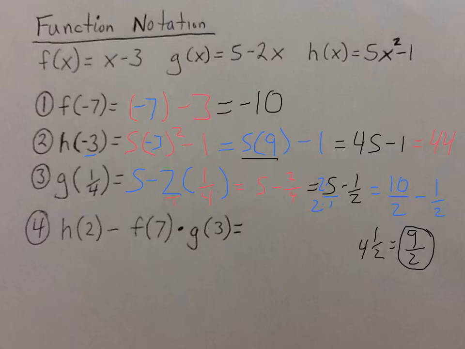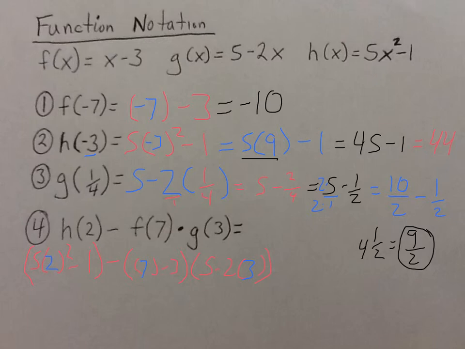So h of 2. h of 2 is saying, okay, I have 5 blank squared minus 1. Then, let me put parentheses around that for now, minus f of 7 is saying blank minus 3, times g of 3 is 5 minus 2 times blank. So do you see how I just wrote each function with blanks for now? And inside the first blank, do you see I'm going to put a 2? Because h of 2 says plug 2 into h. For f of 7, it's saying plug 7 in for f. And for the last one, g of 3, it's saying plug 3 into g.